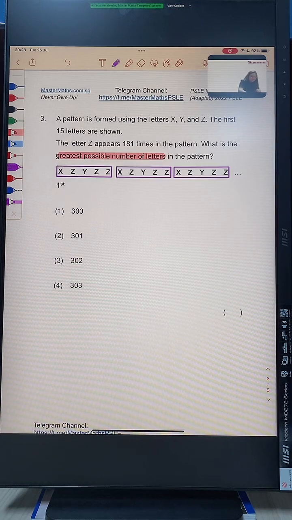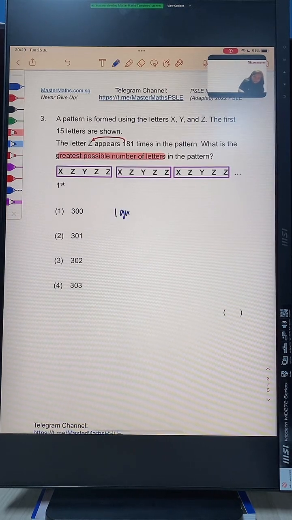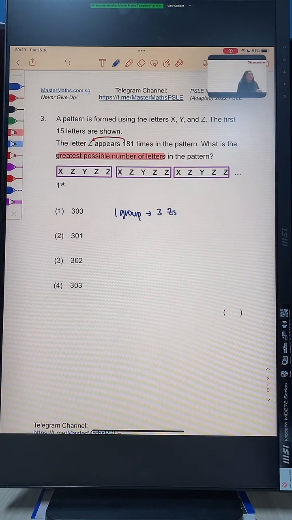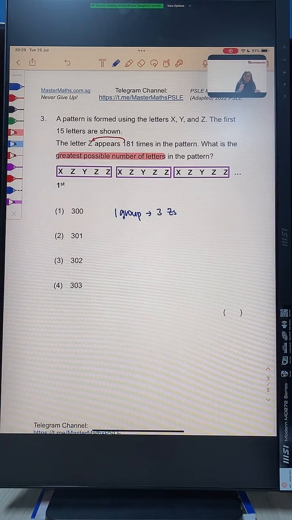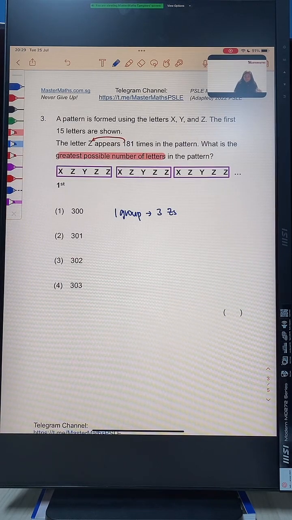But since we are only interested in the letter Z, we are going to look at only the letter Z. So in one group, the letter Z appears 3 times. Everybody agree? In one group, the letter Z appears 3 times. So I want to know how many groups there are such that the letter Z appears 181 times. So what do you think we should do for the very first step?